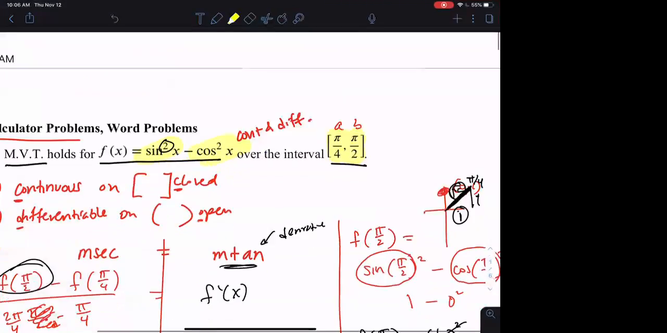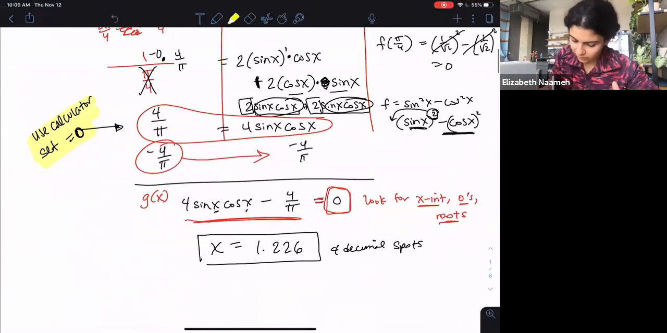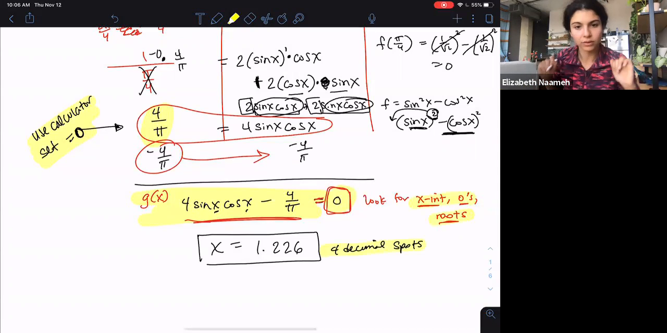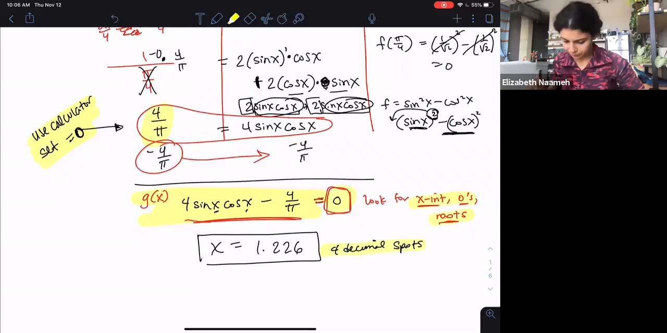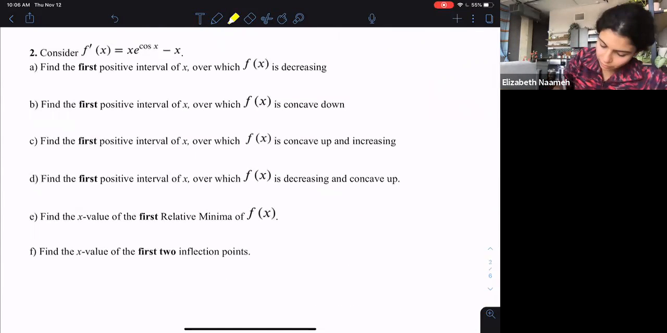Okay, that makes sense. Your answer is not these. These are just telling you where to look. Your answer is the solution to the equation. Since we had to use a calculator for this equation, I moved the 4 over pi so I could set the whole thing equal to 0 and then look for the roots. Okay, we're going to do another graphing problem.